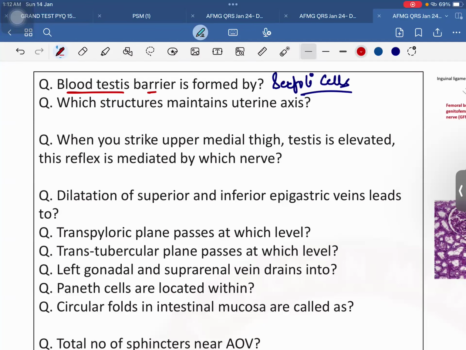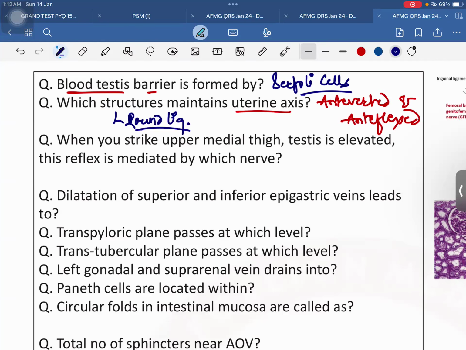Which structure maintains the uterine axis? First of all, what is the normal uterine axis, beta? The normal uterine axis is anteverted and anteflexed. Okay, and the structure which can actually help in maintaining the uterine axis is nothing else but the round ligament. The structure which maintains the uterine axis is the round ligament of the uterus.